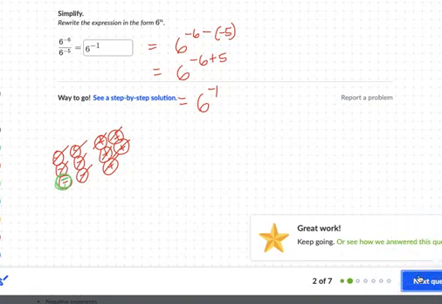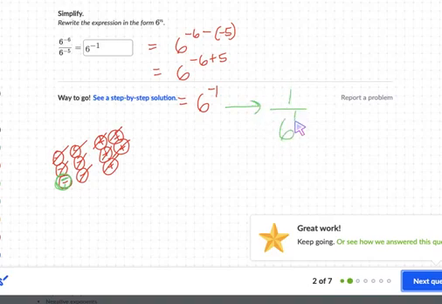Okay. So what does 6 to the negative first power actually mean? It means 1 over 6 to the first power, which is the same as 1/6. Not a negative answer.